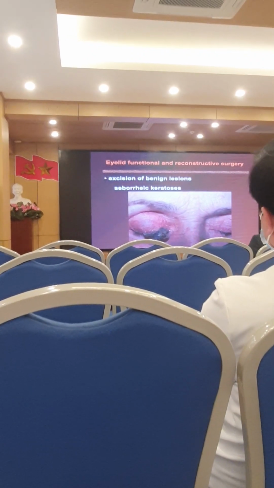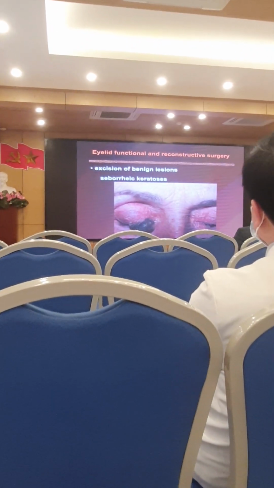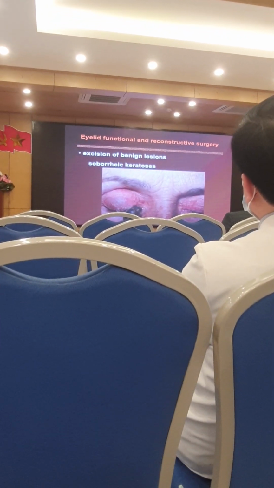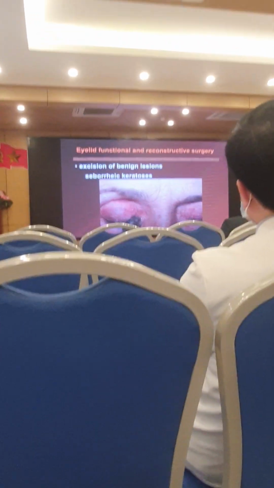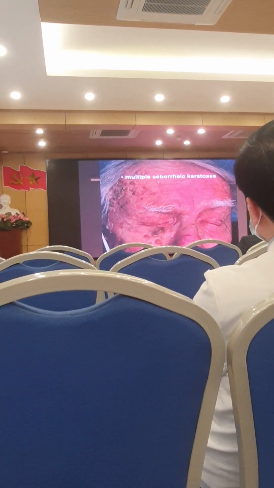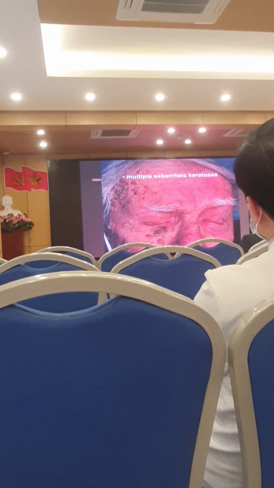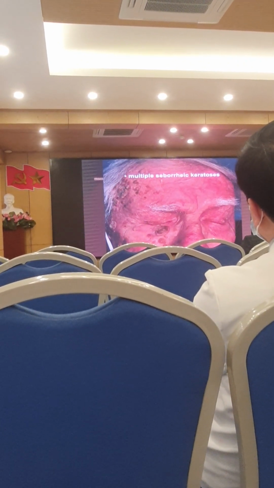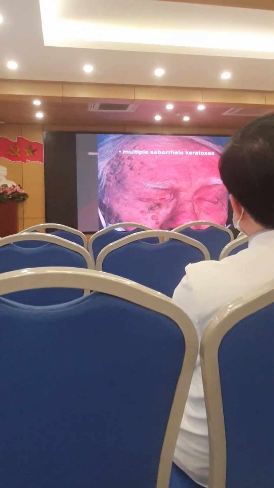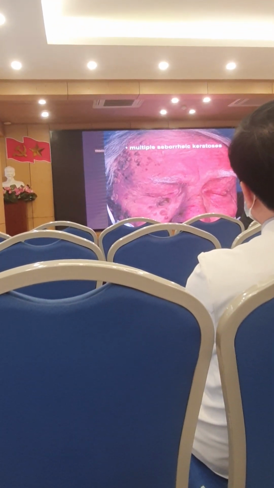Some of the seborrheic keratoses can be quite large and can become pigmented or necrotic, and sometimes can be confused with other lesions such as melanoma. And some patients have dozens or even hundreds of seborrheic keratoses all over their face and all over their body. And we usually don't remove all of them, we just remove the ones that are causing symptoms or cosmetically objectionable.